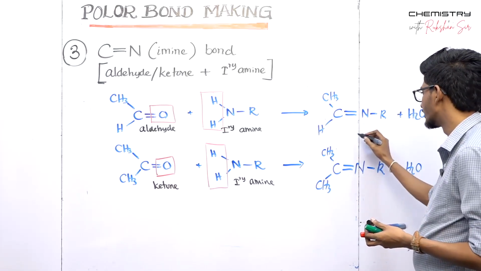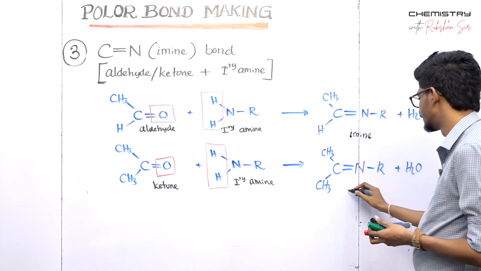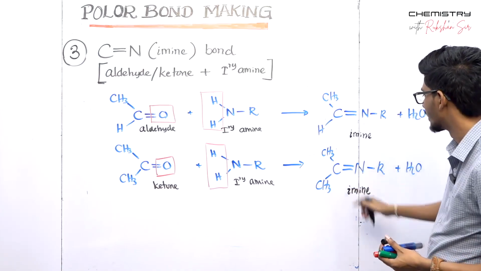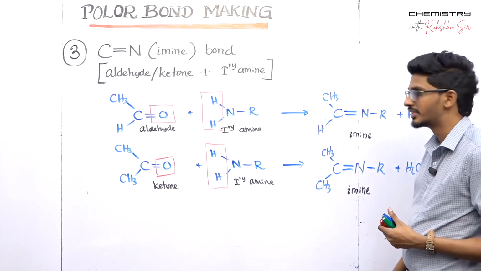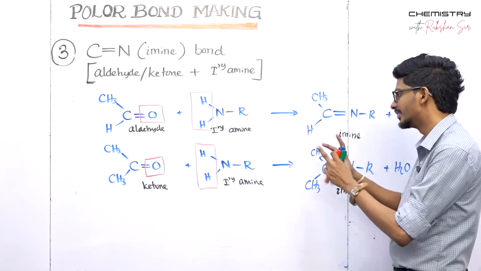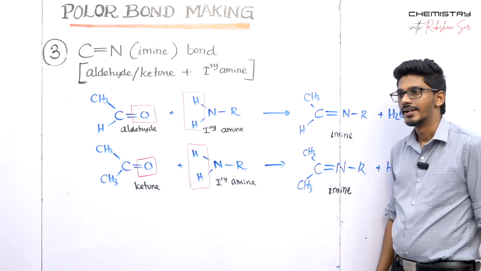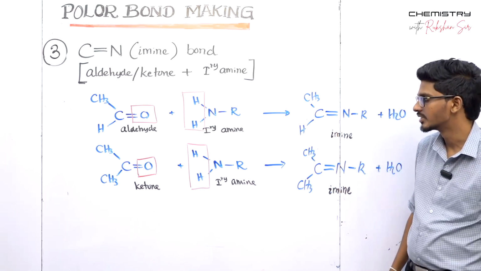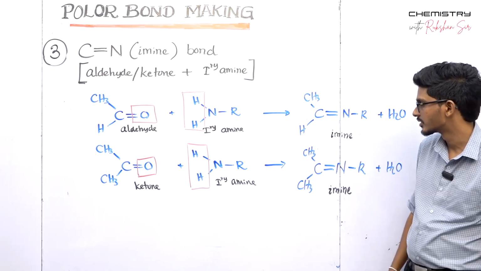These are called imines. When a carbon nitrogen double bond appears in your organic compound, those are referred to as imines. That is the theory. These are two reactions responsible for forming imines. Let's discuss how these reactions are used in conversions.